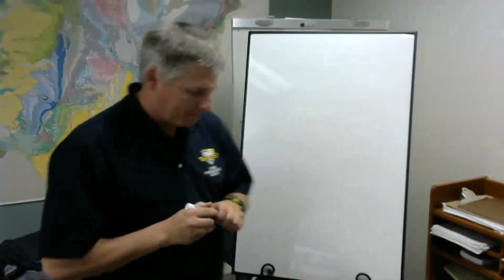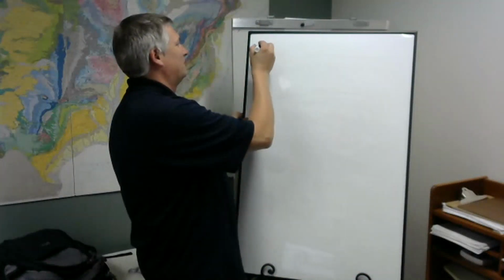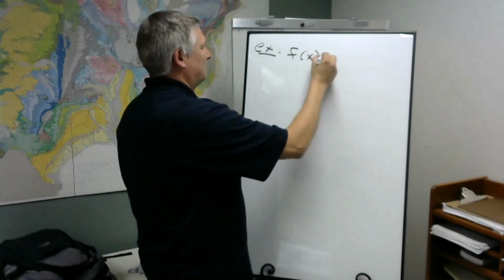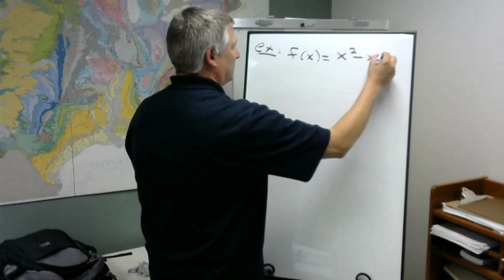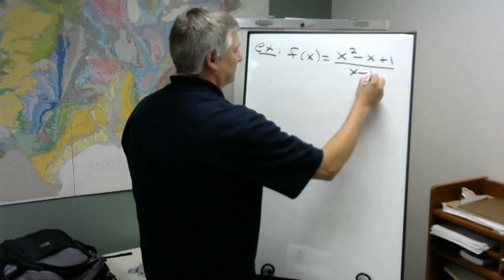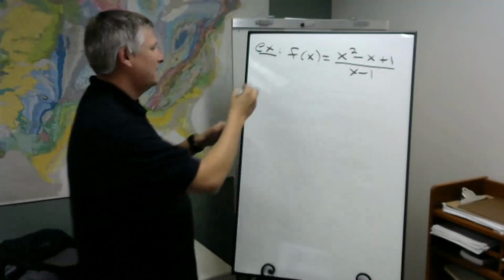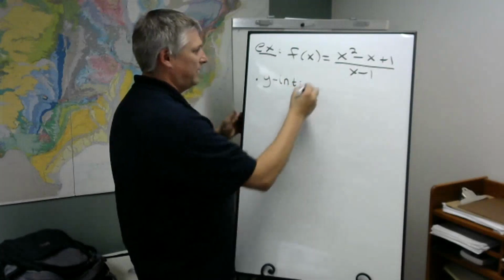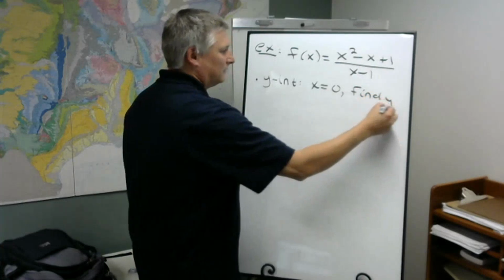So I want to do another example. This one is where we have an oblique asymptote. Now again, what we're going to do, let's look for the y-intercept. Now the y-intercept, we let x equal 0, and we find y.